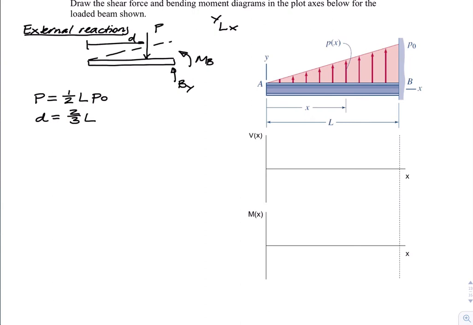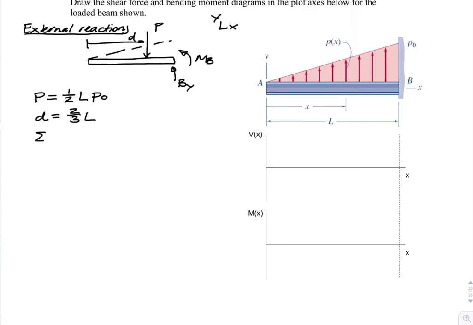So as I do summation of forces in the y direction, I simply have a minus P plus a By. So we know then that for equilibrium, By is going to be equal to P, which is equal to 1/2 P naught times L.